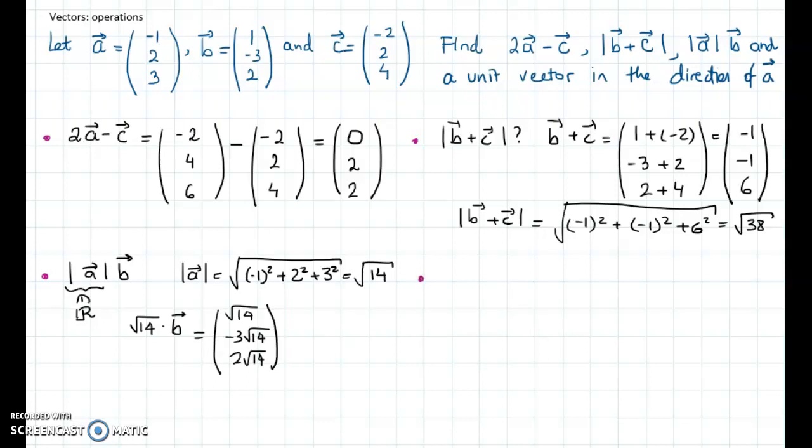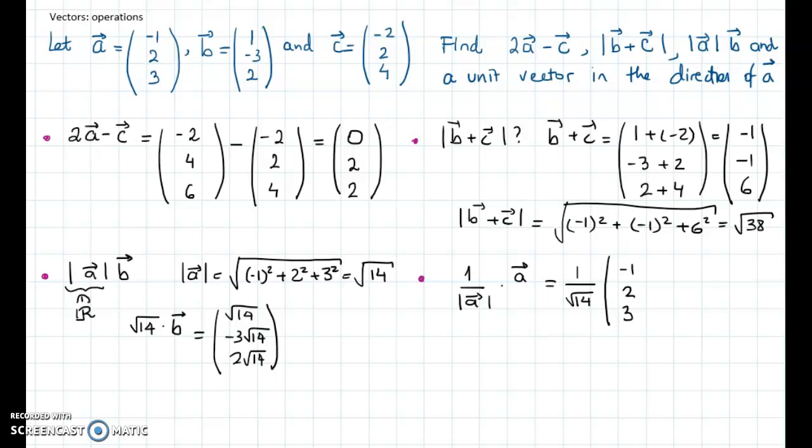And the last thing we want to do, we want to find a vector that is a unit vector, so has magnitude 1 and has the same direction as A. So we want to write the vector 1 over the magnitude of A multiplying A. So this new vector will have the direction of A and magnitude 1, which is what we want. And since we already found the magnitude of A, we need to multiply our vector by 1 over square root of 14.